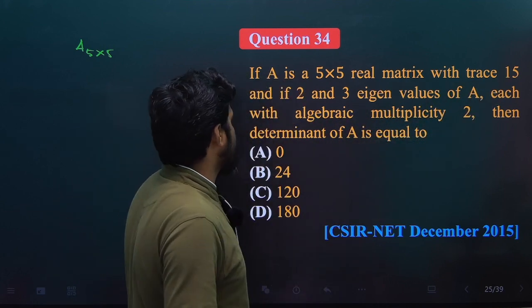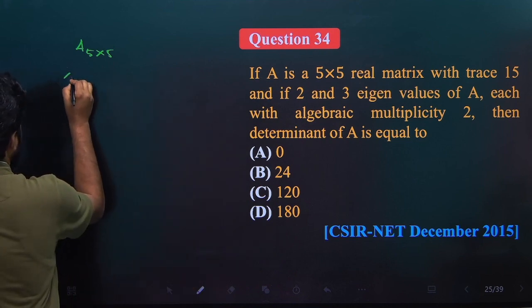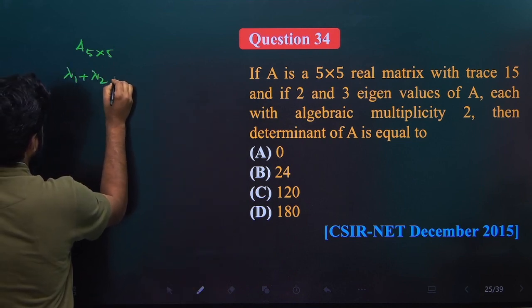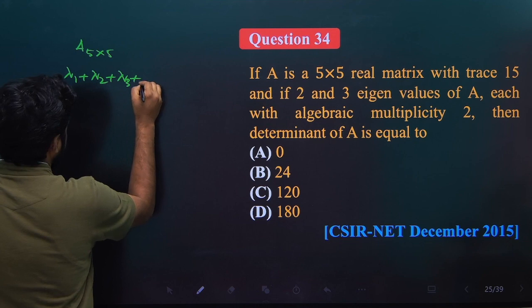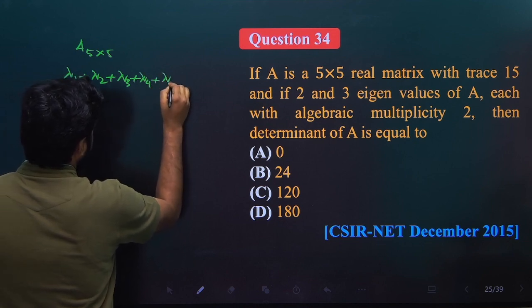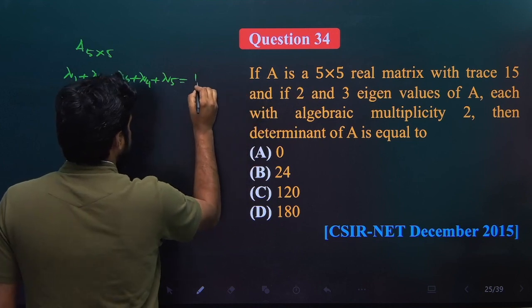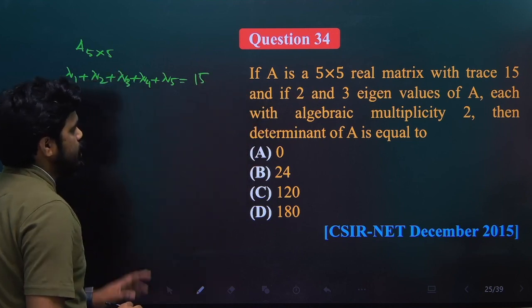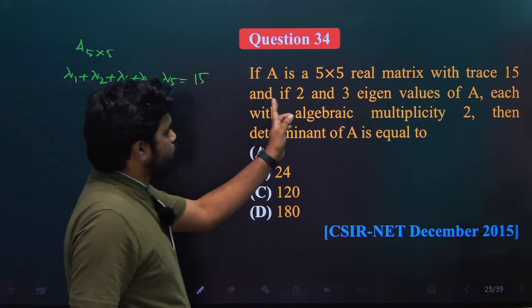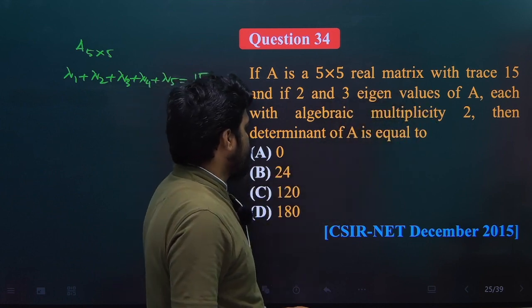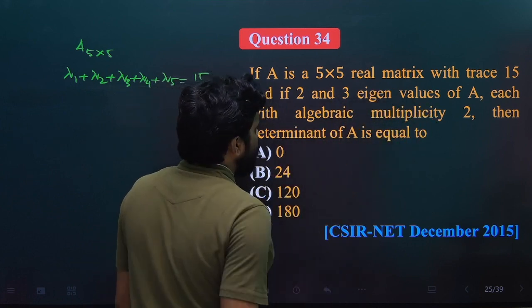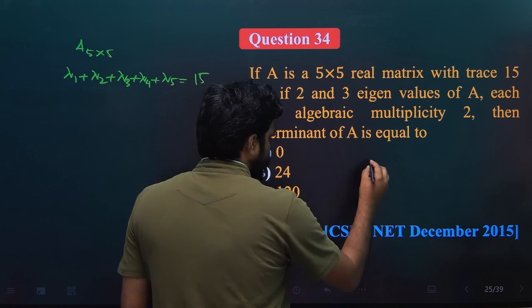A is a 5 cross 5 matrix, that means suppose lambda 1 plus lambda 2 plus lambda 3 plus lambda 4 plus lambda 5, the sum of the eigenvalues, that is the trace of the matrix, that is 15, that is given. If 2 and 3 are eigenvalues of A with algebraic multiplicity 2, what is given?